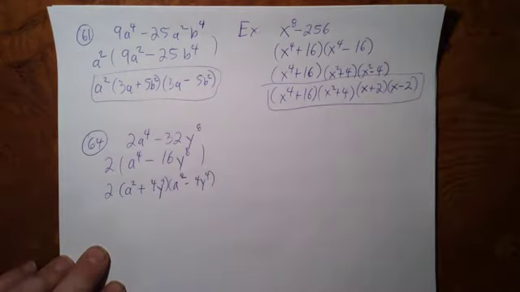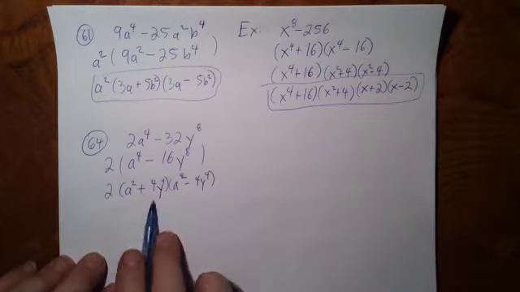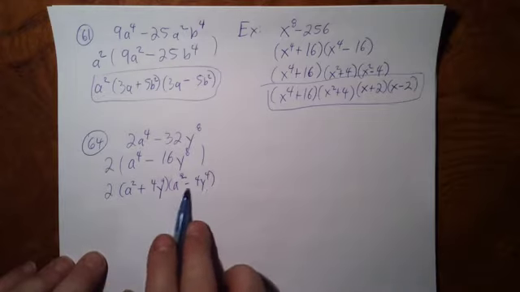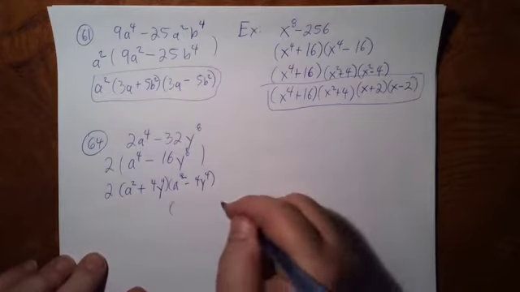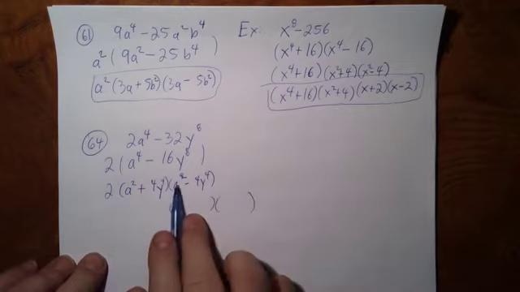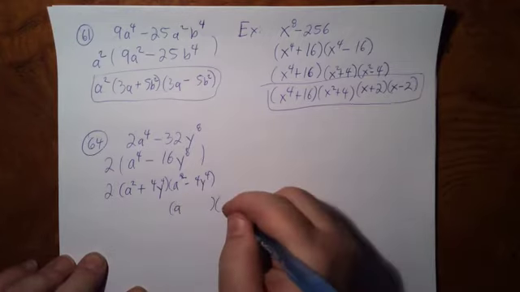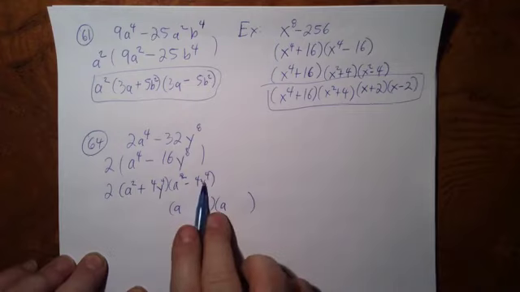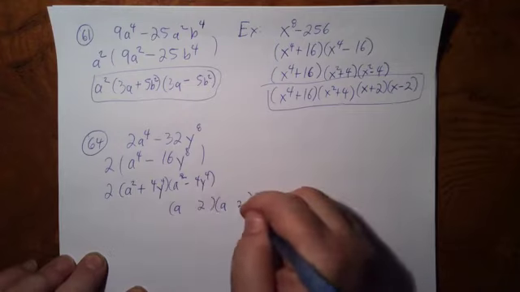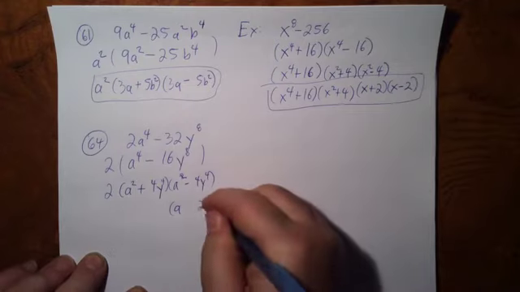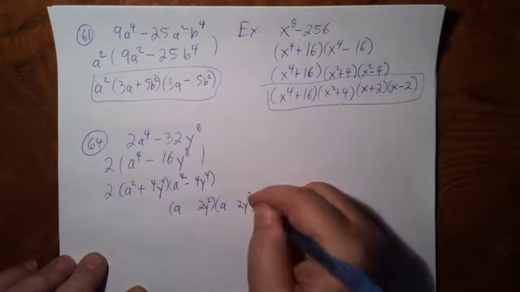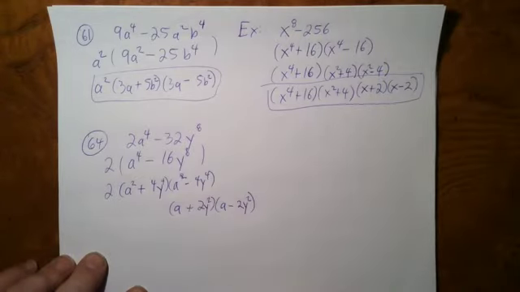Plus and minus. Can't do anything with this. This is still the difference of perfect squares. So I'm going to go ahead and expand this out. The square root of a squared is a. The square root of 4 is 2. And the square root of y to the 4th is y squared. And again, I'm going to put plus minus here.